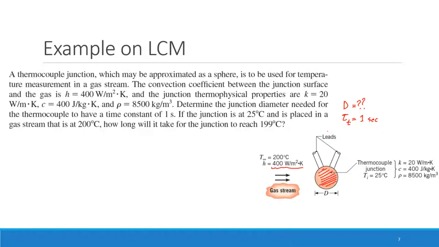The second part: if the junction is at 25 degrees Celsius initially, we took it at 25 degrees and placed it in the gas stream which is at 200 degrees Celsius, how long will it take for the junction to reach 199? Meaning, the time to steady state temperature. Okay, how to do that, guys? We have two things we have to calculate here.